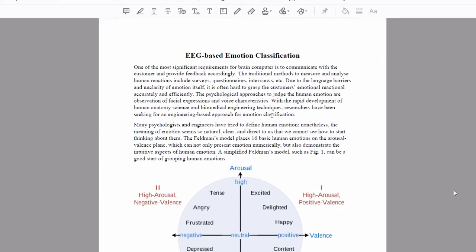And more importantly, when we're talking about human and machine interactions, emotion is another important thing to improve the communication between human and machine.